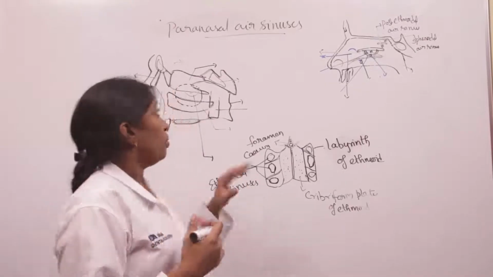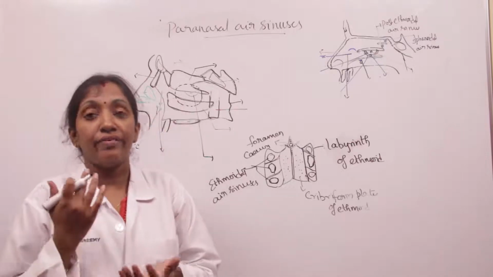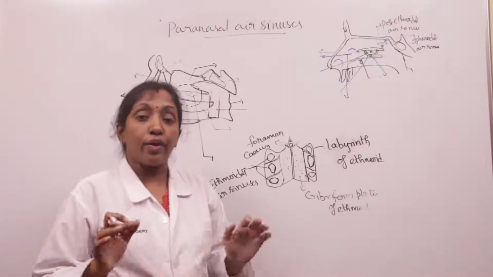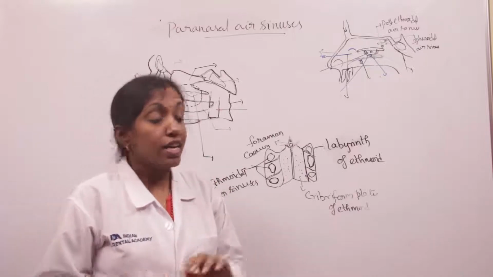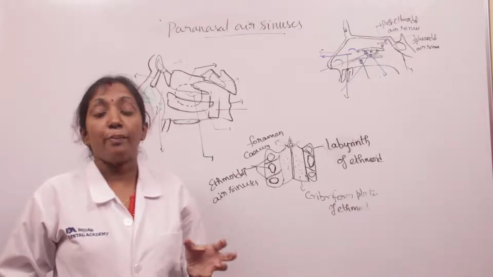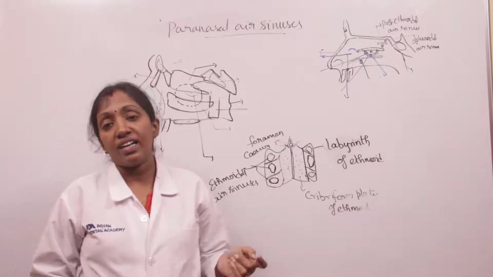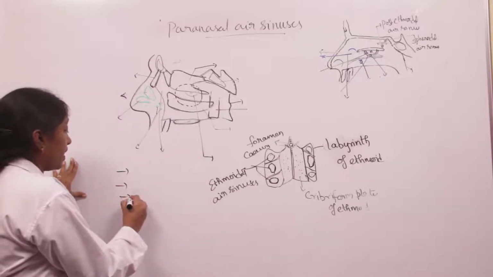So, coming to paranasal air sinuses. Paranasal air sinuses are the air-filled spaces present in the bones surrounding the nasal cavity. The paranasal air sinuses are 4 in number.